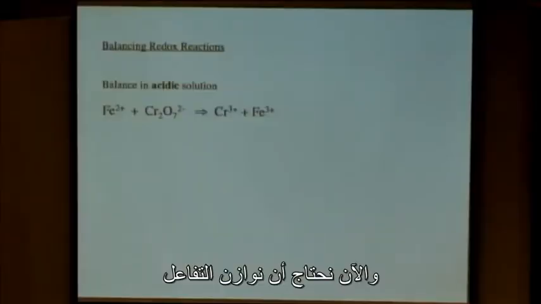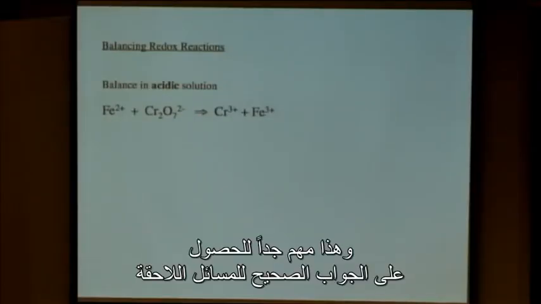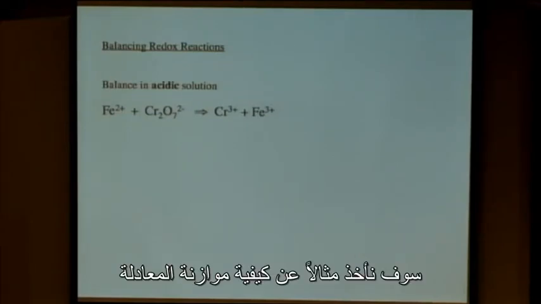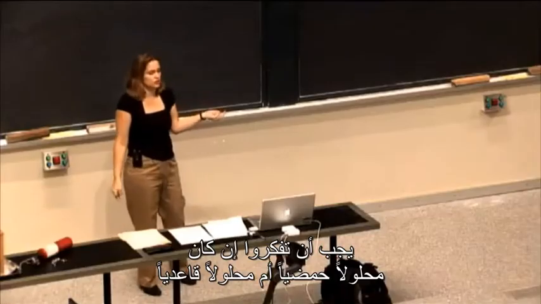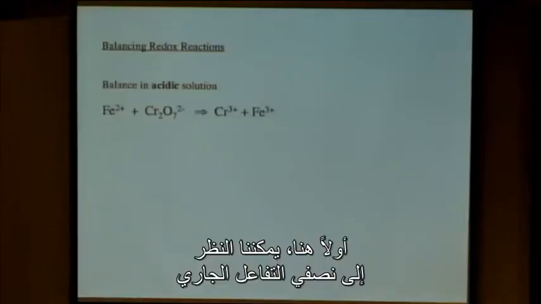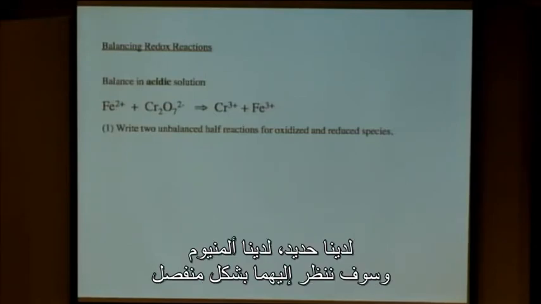So now we need to balance reactions. And this is very important in getting the correct answer to the later problems. And so we'll go through an example of how you're going to balance. You need to think about whether it's an acidic solution or basic solution, and we'll talk about that at the end. So first here, we can look at the 2 half reactions going on. We have iron, we have chromium, and so we're going to look at those separately.